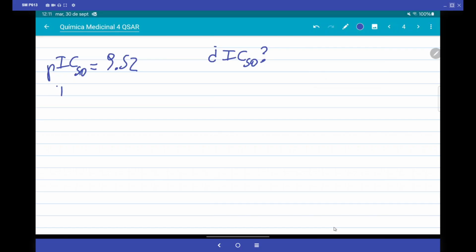The pIC50 is a dimensionless scale, so the IC50 is 10 raised to minus 9.52. And if we apply the calculator quickly to get the real value, let's see how much it gives us. To me, it gives 3.02 by 10 raised to minus 10.